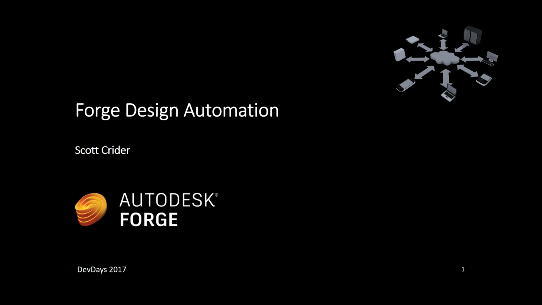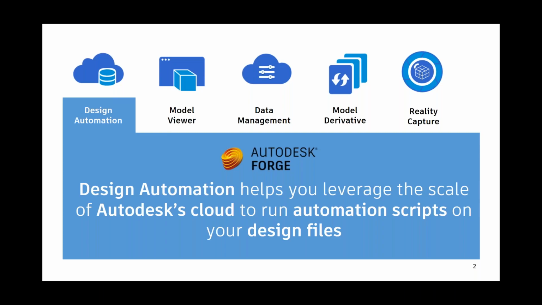So Autodesk offers a variety of Forge services which enable you to leverage design and engineering data to develop custom software applications on the cloud. And these APIs range from data management, model viewing, there is the recently added reality capture API, and the design automation API, which we're here to talk about today. The design automation API helps you leverage the scale of Autodesk's cloud to run automation scripts on your design files. It's an incredibly simple and yet very powerful concept.